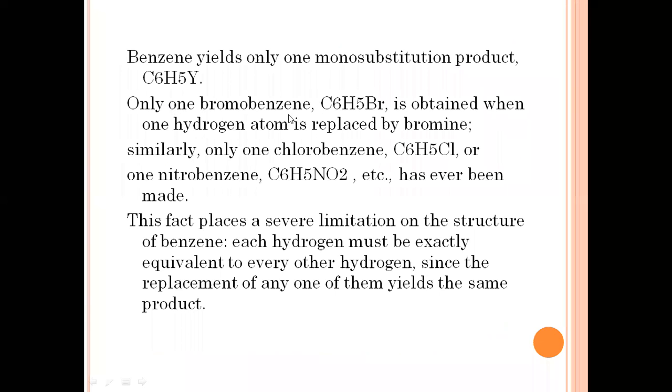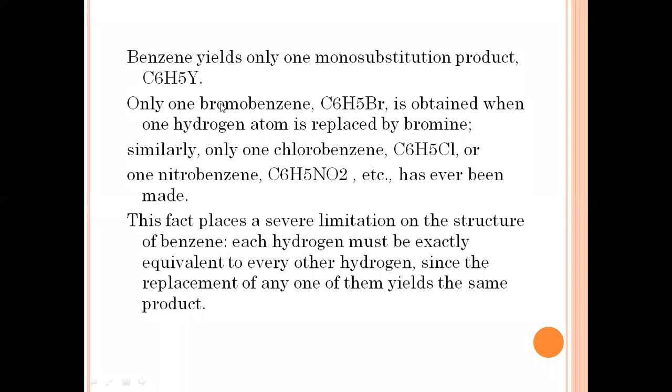In that, he has done the substitution of bromine in the benzene. Whenever benzene goes for any substitution type of reaction, it will substitute one of its hydrogen atoms. Now we know the structure of benzene, C6H6. Now one of the hydrogen atoms of benzene is substituted with that substituting agent.